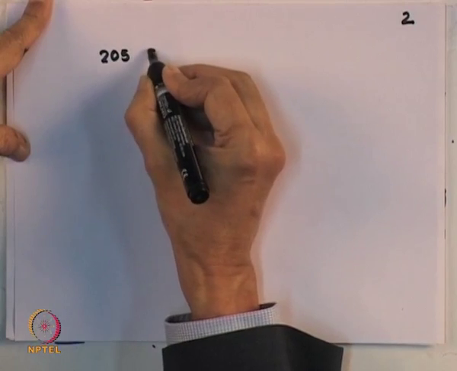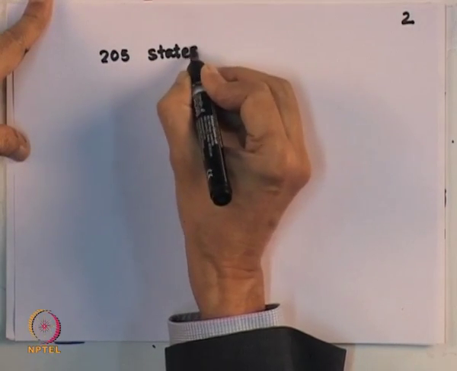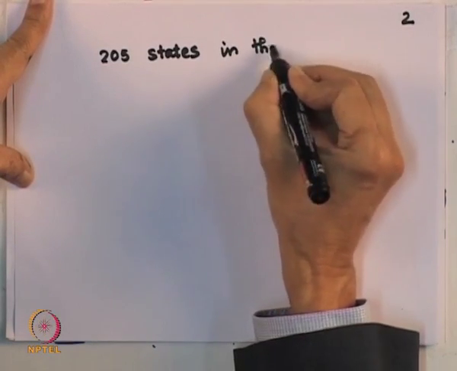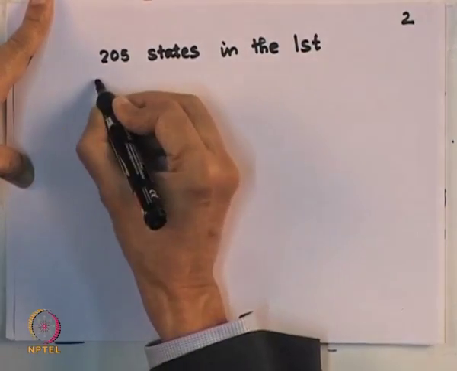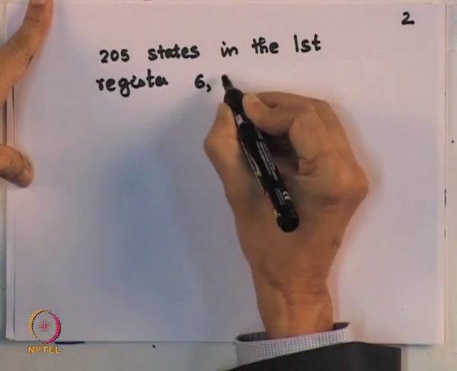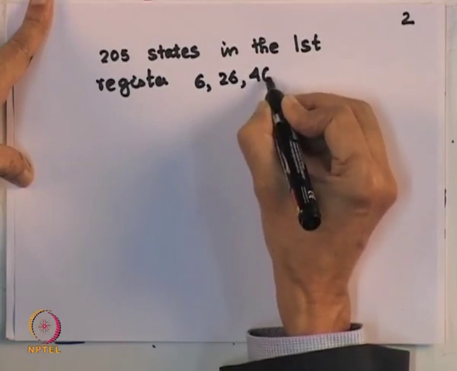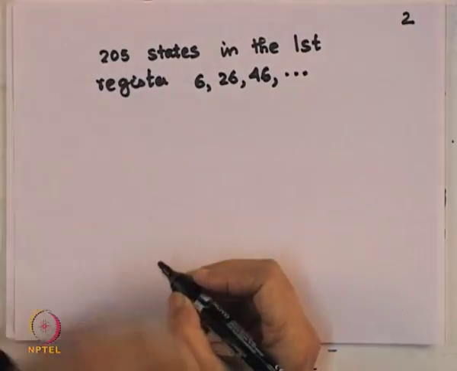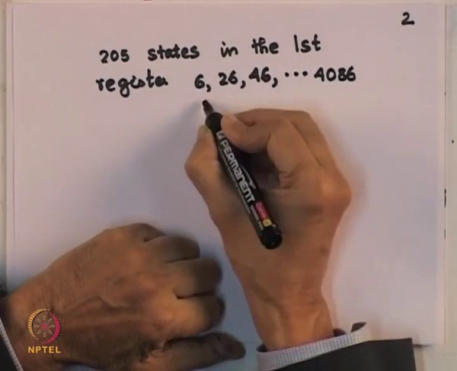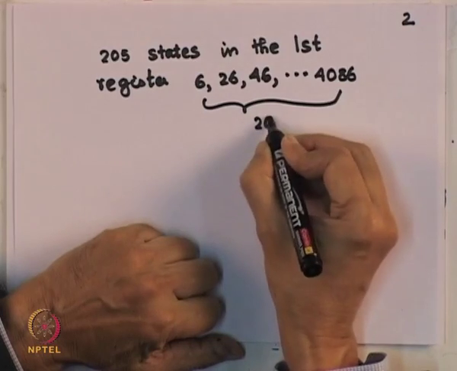So these 205 possible states start with 6 in the first register, so these numbers are 6, 26, 46, etc., and the last number being 4086. So these are 205 of them.